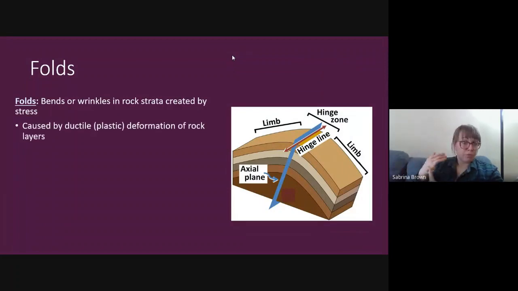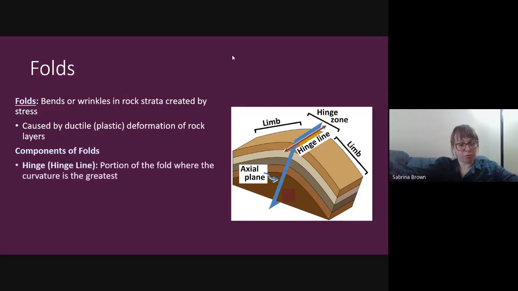All right, so folds are just bends or wrinkles in our rocks, in our different rock layers. Remember, strata is just a fancy word for layers. So in our rock layers, we have different bends or wrinkles or folds that are created from stress. And remember, folds are the result of ductile deformation of our different layers.